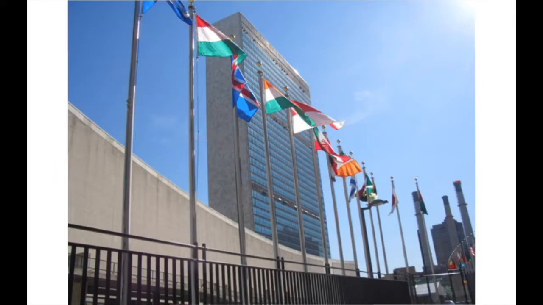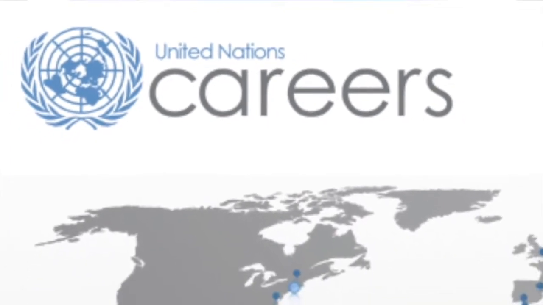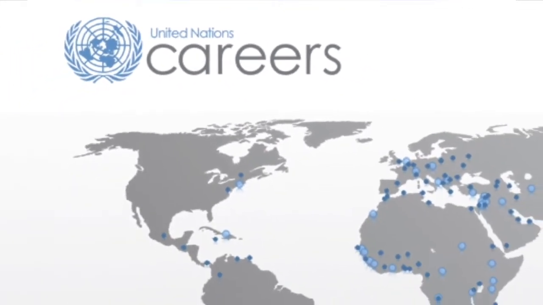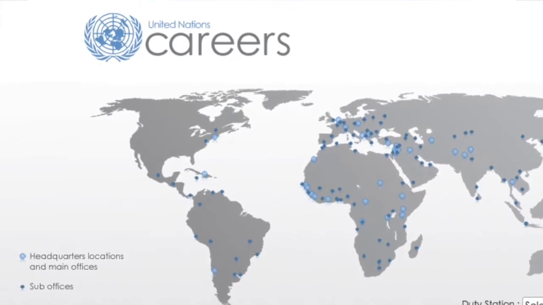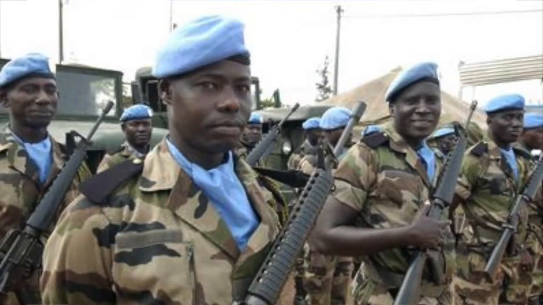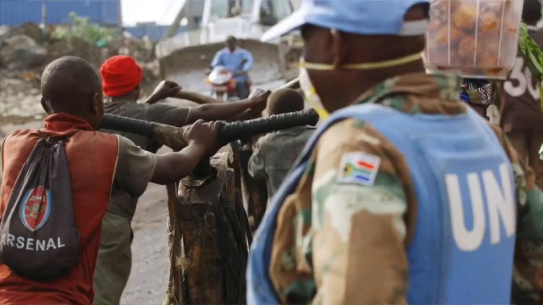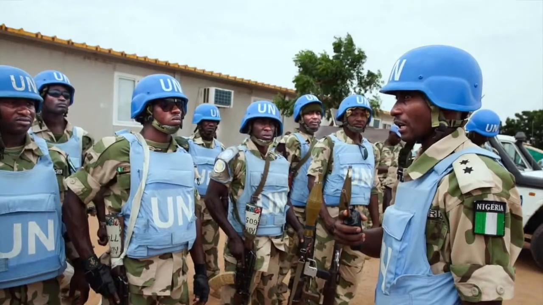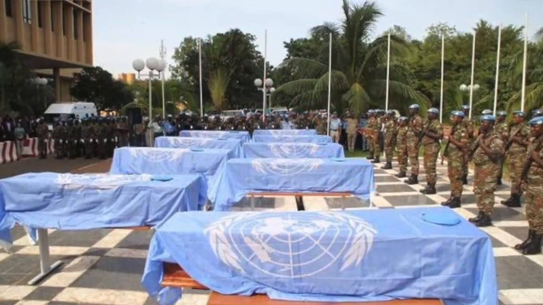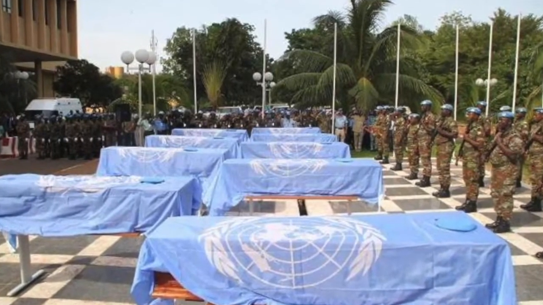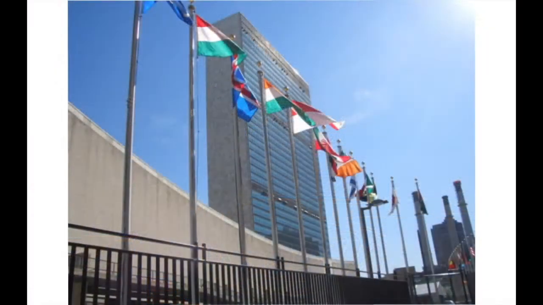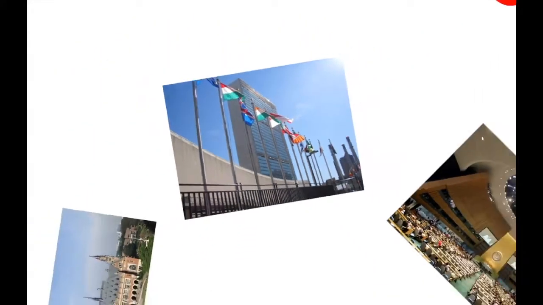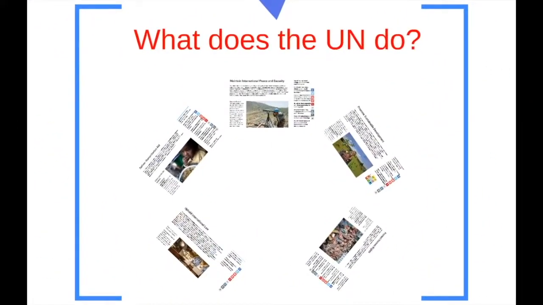The UN staff members are recruited internationally and locally and work in duty stations and on peacekeeping missions all around the world. But serving the cause of peace in a violent world is a dangerous occupation. Since the founding of the United Nations, hundreds of brave men and women have given their lives in its service. But let's have a look at what the UN actually does.